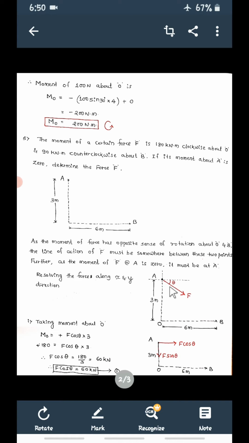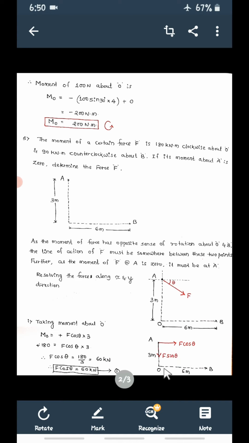Now if you make this force horizontal, what is the component? F cos theta. This is F, this angle is theta, and this horizontal force is now F cos theta. Make this vertical now. See the direction, it is downward. So the vertical force is F sin theta. If you have taken horizontal as F cos theta, then vertical will be F sin theta. So instead of this inclined force, now we have two forces at point A: F cos theta horizontal, and F sin theta vertical, but it is downward.